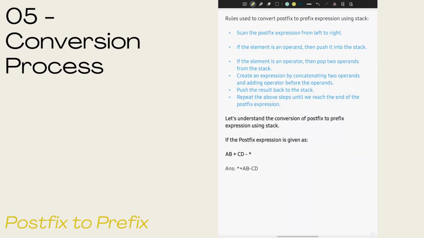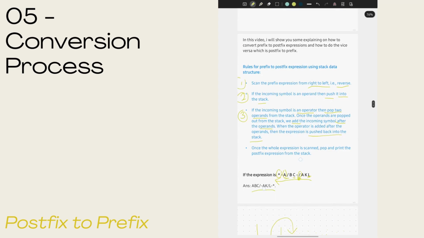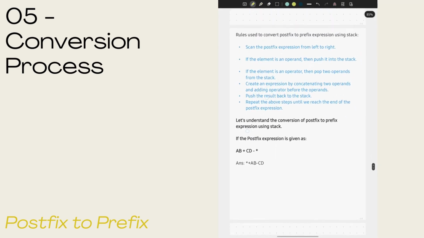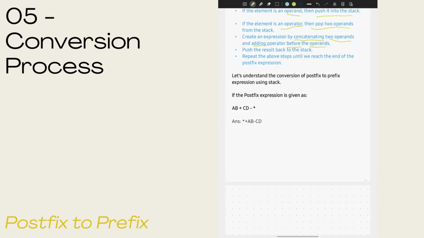Moving on, these are the steps used to convert postfix to prefix expression using stack, which is the vice versa of what I have showed you before, the conversion of prefix to postfix expression. So this is what we do in reverse to prefix to postfix. So the first rule is we scan the postfix expression from left to right. Okay, if the element is an operand, then we push into the stack. If the element is an operator, we pop the two operands from the stack, and then we create an expression by concatenating two operands and adding operator before the operands. Okay, then we push the result back to the stack and repeat the above steps until we reach the end of the postfix expression.